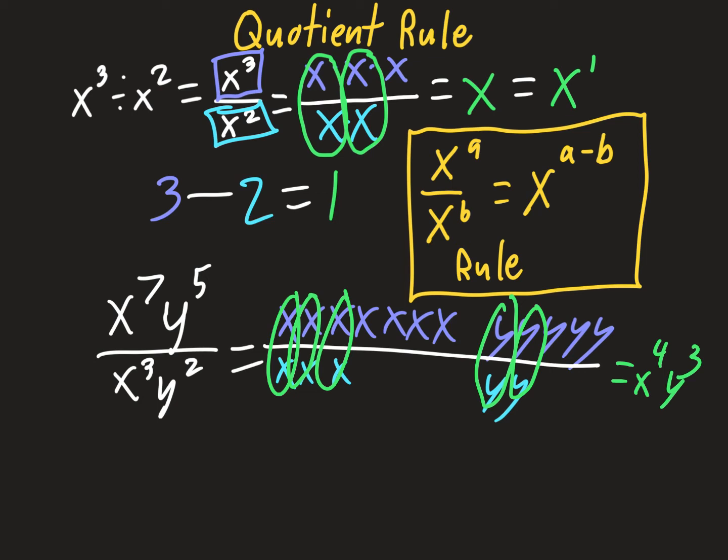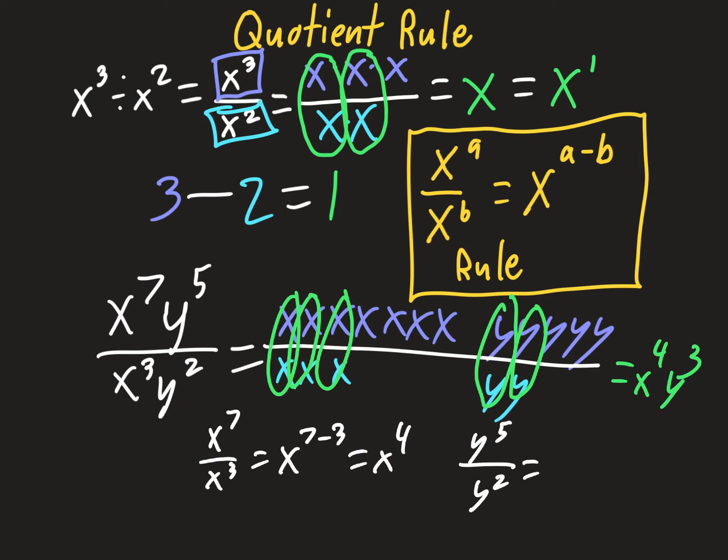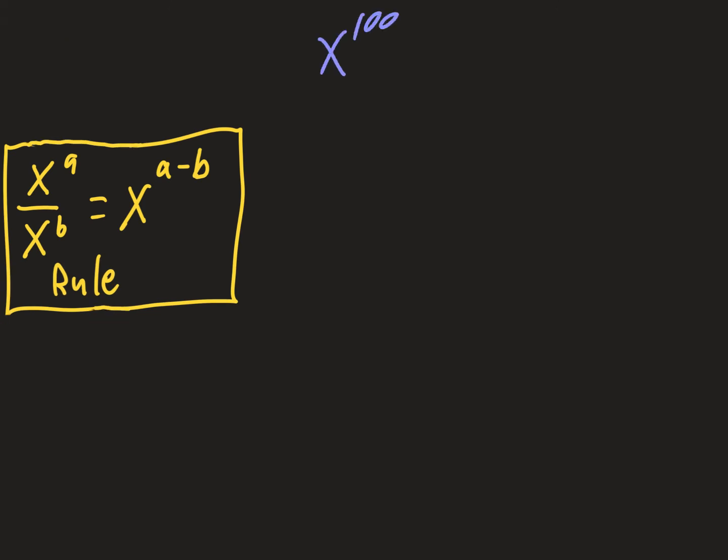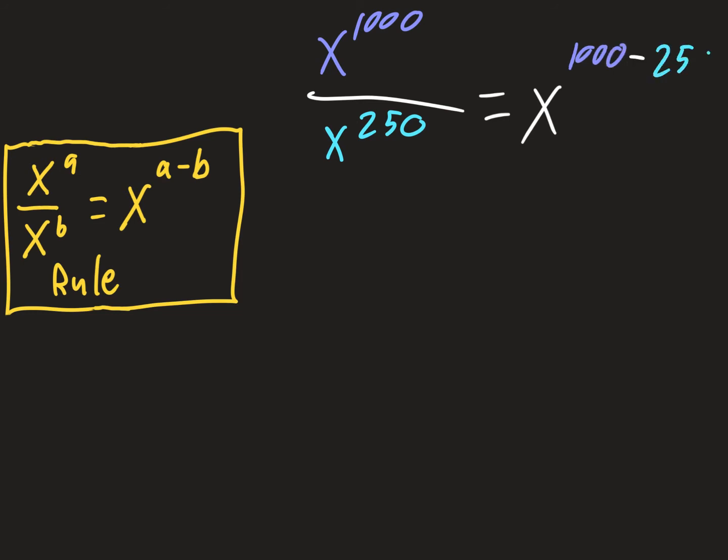Does this follow our rule? Well, x to the 7th divided by x to the 3rd will give you x to the 7 minus 3, which is x to the 4th. And y to the 5th divided by y to the 2nd will give you y to the 5 minus 2, which is y to the 3rd. This checks out. That means that if we have something like x to the 1000 divided by x to the 250, all we need to do is subtract our exponents. So x to the 1000 minus 250 is x to the 750.